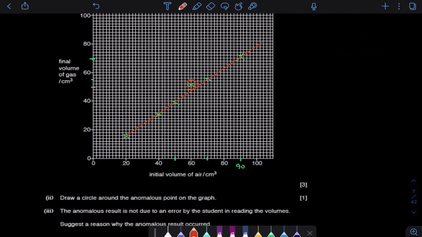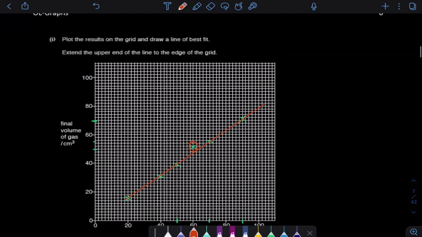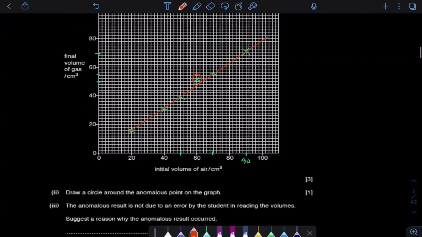ठीक है? So ये मेरे पास एक straight line आ गई है. उसने कहा है कि extend the point upper edge की तरफ. तो ये मैंने extend कर दिया उसको. Okay. The anomalous result is not due to an error by the student in reading the volume.